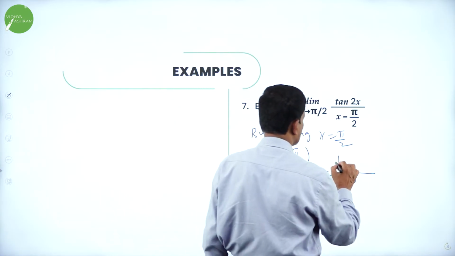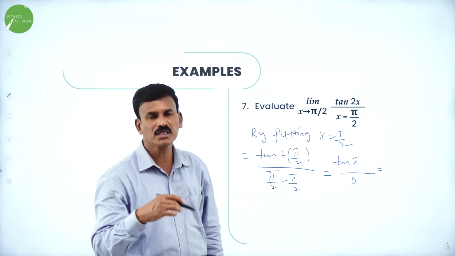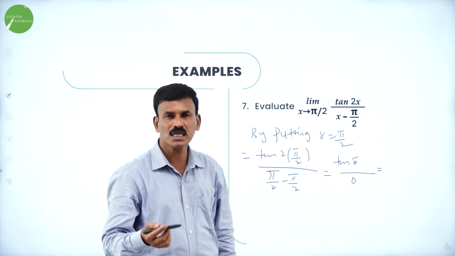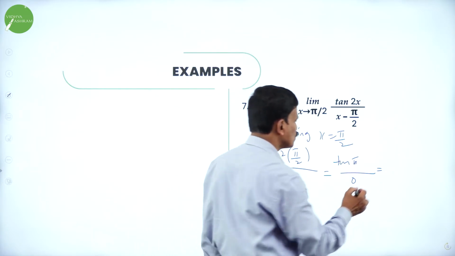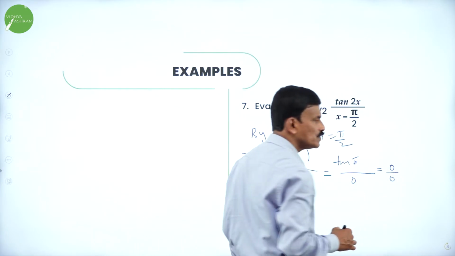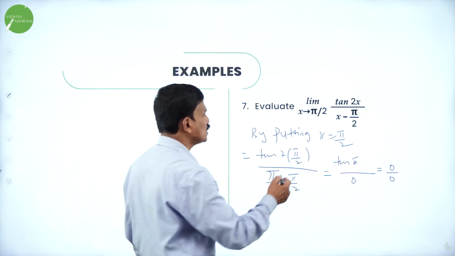The 2 gets cancelled, tan 180. What is tan 180? Tan 180 can be written as tan of 180 plus 0, which is tan 0. Sin 0 is 0, cos 0 is 1, so tan 0 is also equal to 0. So, 0 by 0, which is an indeterminate form. So, this can also be evaluated by taking the substitution.